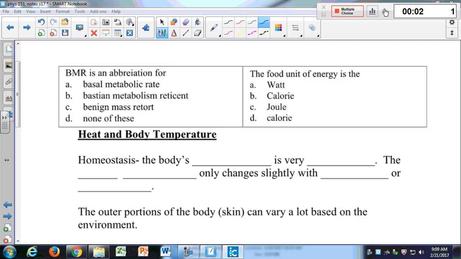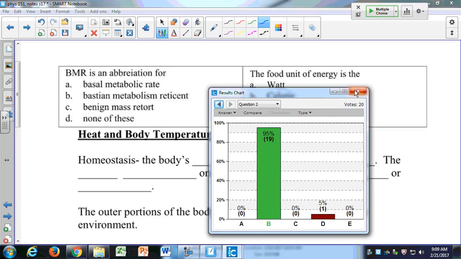What is the food unit of energy? Is it the watt, the capital C calorie, joule, or this lowercase c calorie? Those are different. All right, we'll stop at 30. Just guess if you're not sure. Awesome. Okay, very good. B is the right answer.